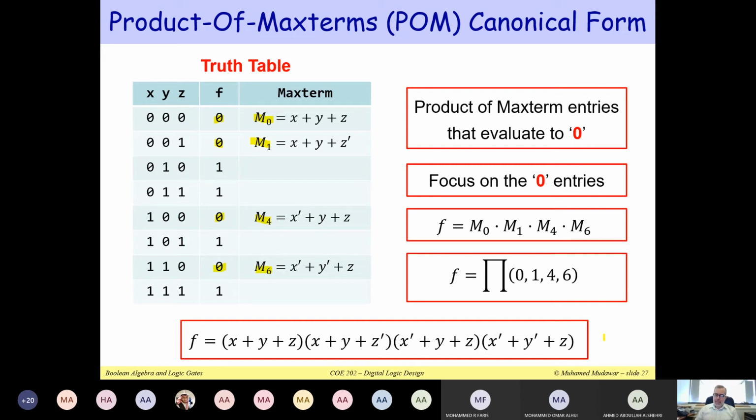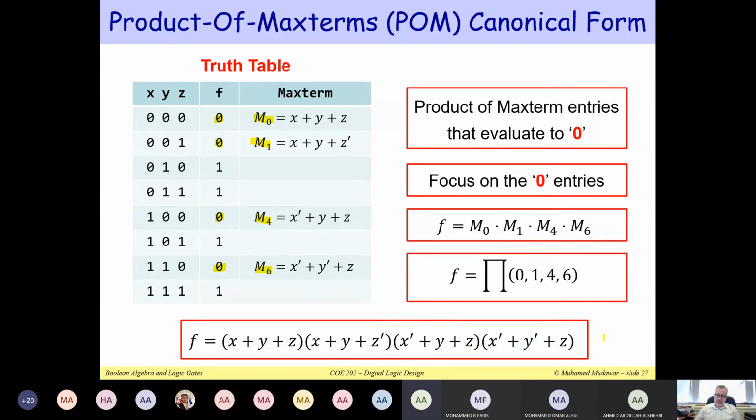The same function f, we can write it as a sum of minterms, or we can write it as a product of max terms. Both of them are called canonical form. In the case of the minterms, we focus on the 1 entries. In the case of the max terms, we focus on the 0 entries. Is this clear? You can take the truth table of any function. If you want to focus on the 1 entries, you get the minterms and can write it as a sum of minterms. If you would like to focus on the zeros of the function, you obtain the max terms, and you can write it as a product of max terms.